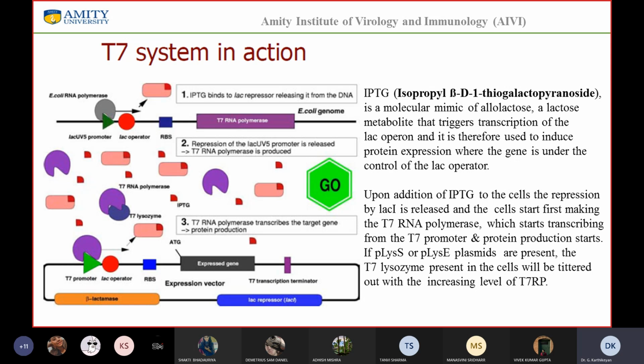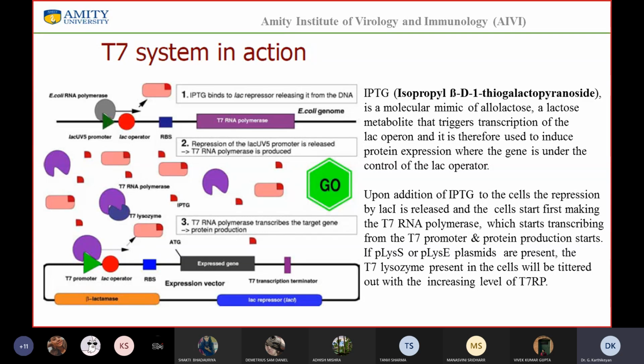Once the T7 RNA polymerase is produced in enough numbers, this essentially titrates out the T7 lysozyme, because T7 lysozyme is produced only in small quantities. That small quantity is sufficient when there is basal transcription of T7 RNA polymerase. But when you have used IPTG to induce this, T7 RNA polymerase is produced in high quantity, and then it recognizes the T7 promoter and starts expressing your gene of interest at fairly high levels.